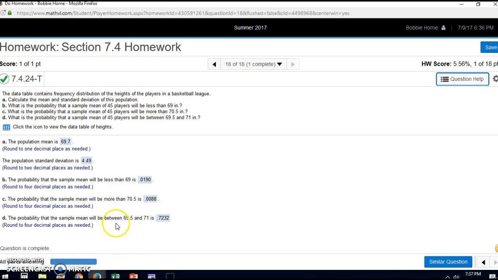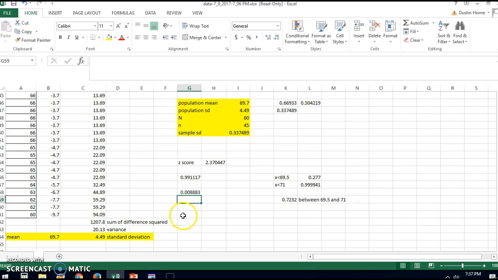Alright, so for between, if you want between, you get the probability of the first number, the probability of the second number, and you subtract out the probability of the first. Because here's your curve. You want everything in between here. If you get the probability of this number, this is everything behind it, even including what is before 69.5. So we have to subtract out the area of the probability up to this number. So here's what it looks like.